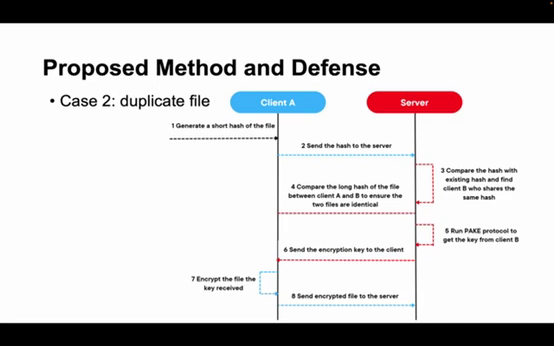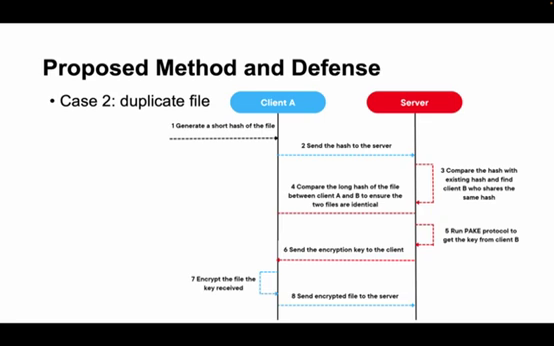In case 2, client A uploads a duplicate file to the server. There exist some clients owning the same file. Firstly, client A will generate a short hash of the file as the identity of the file, and then send this short hash to the server in the second step. In the third step, the server compares the hash with all the existing hashes, and it will find several clients owning the same short hash.